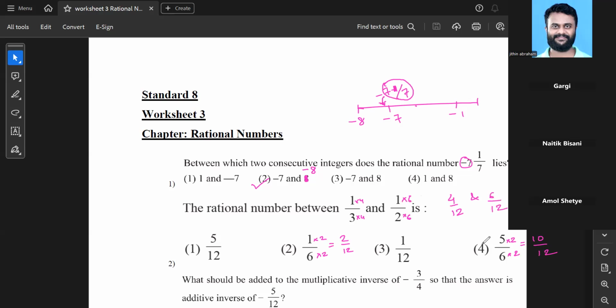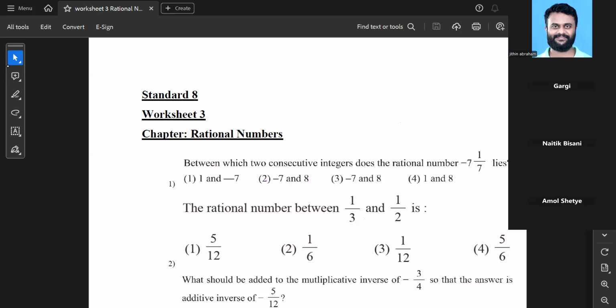So everything is in terms of divided by 12. Now it is very easy for us to compare. Between 4/12 and 6/12, which number can exist? The only number which can exist between 4/12 and 6/12 is basically 5/12. So your answer in this case is 5/12. Option A, yeah, option 1. Okay, proceeding further.